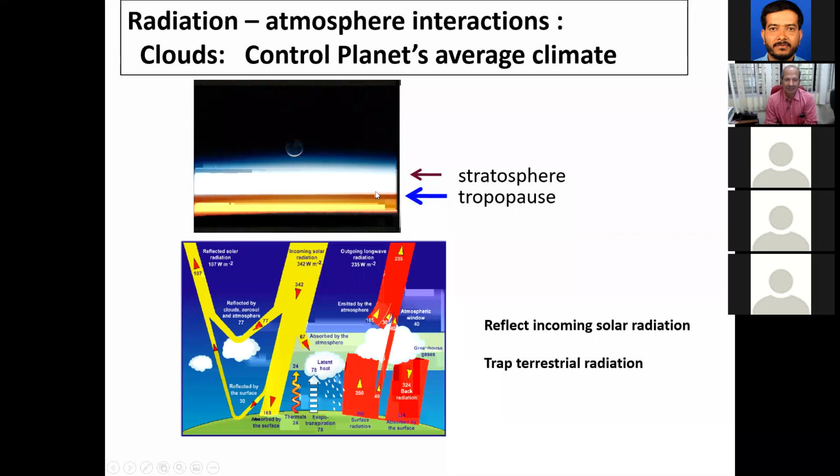Very few of them are able to penetrate to the lower part of the stratosphere, but not more than 1 or 2 kilometers above the tropopause. That is the restriction. And what clouds do, as the slide below shows, is that they reflect incoming solar radiation, and also they trap the terrestrial radiation. They also emit radiation. So these clouds play a major role in the radiation balance of the Earth, and that also, in a way, leads to the control of the planet's average climate.